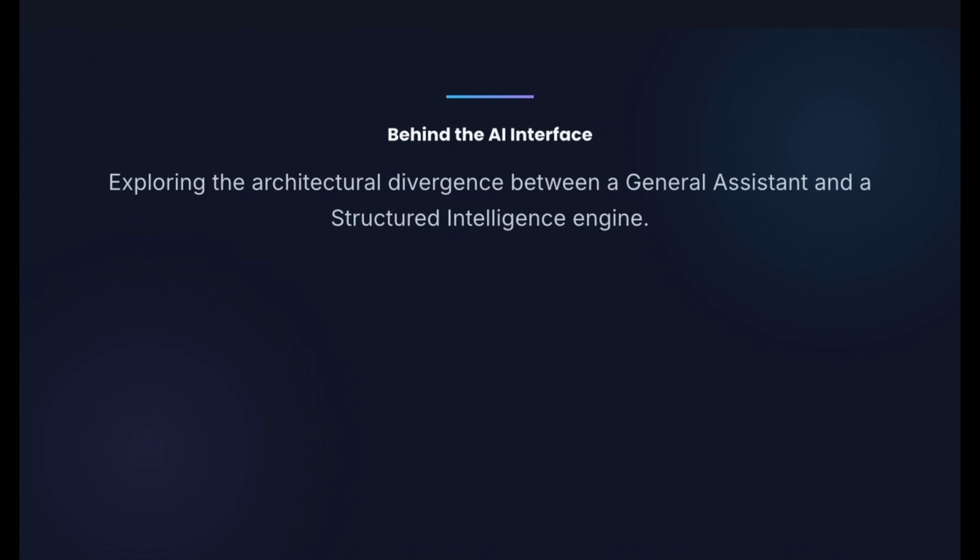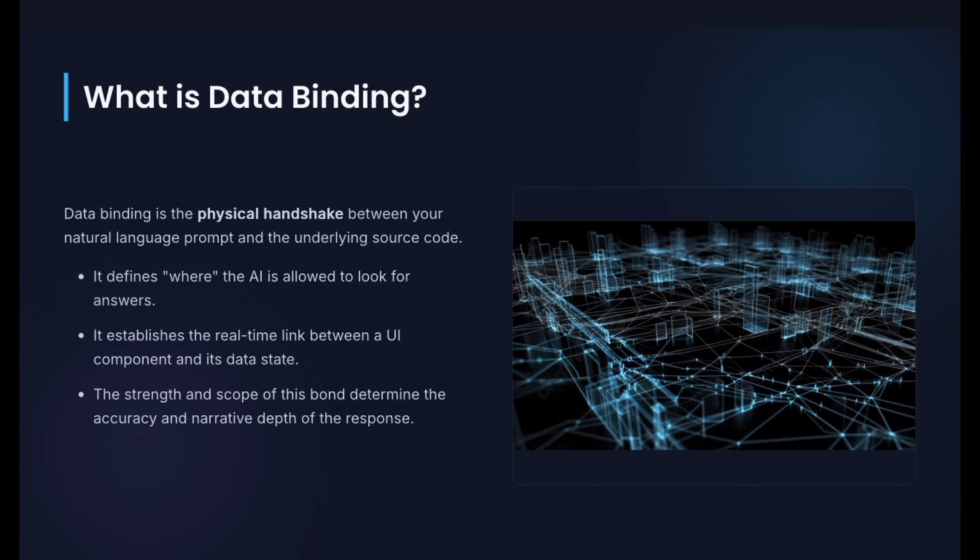So behind the AI interface, there's a lot of things we have to understand, like the output. And to understand the output, we have to look past the chat box. We are comparing a general assistant, which is Copilot, designed for a lot of high-level thinking, with a structured, intelligent engine in Power BI, which is more designed for depth.